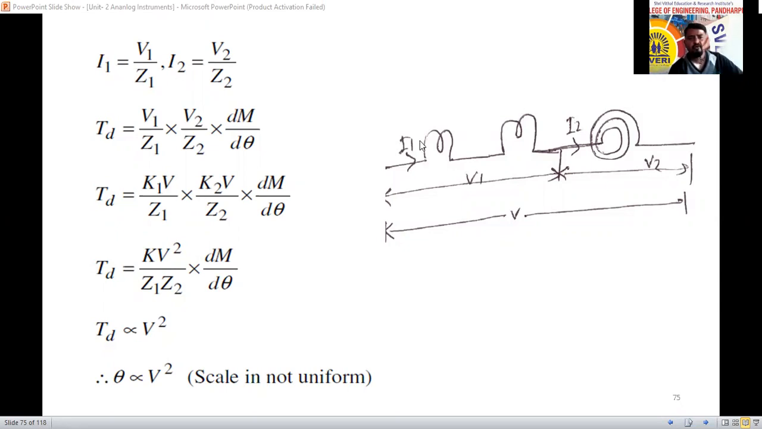I1 is the current flowing through the fixed coil and I2 is the current flowing through the moving coil. The voltage drop across the fixed coil is V1 and the voltage drop across the moving coil is V2. The impedance of the fixed coil I will consider as Z1 and the impedance of the moving coil as Z2. Like in a DC circuit, resistance opposes the flow of electrons, in the AC circuit the combination of resistance and reactance is called impedance, which also opposes the flow of current in AC circuits.